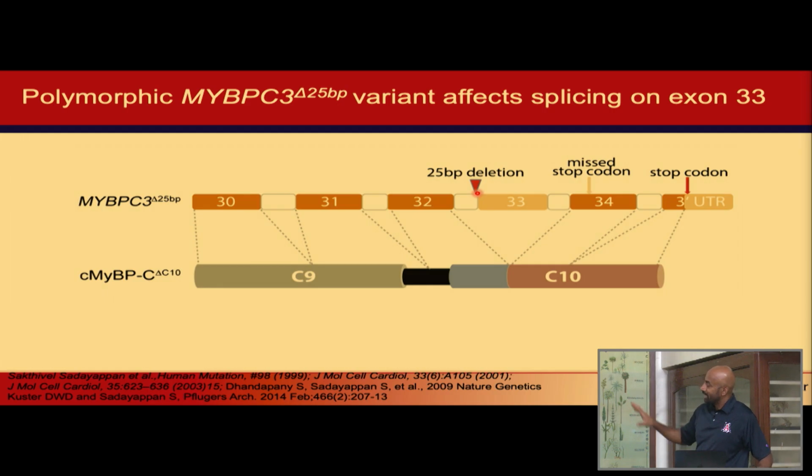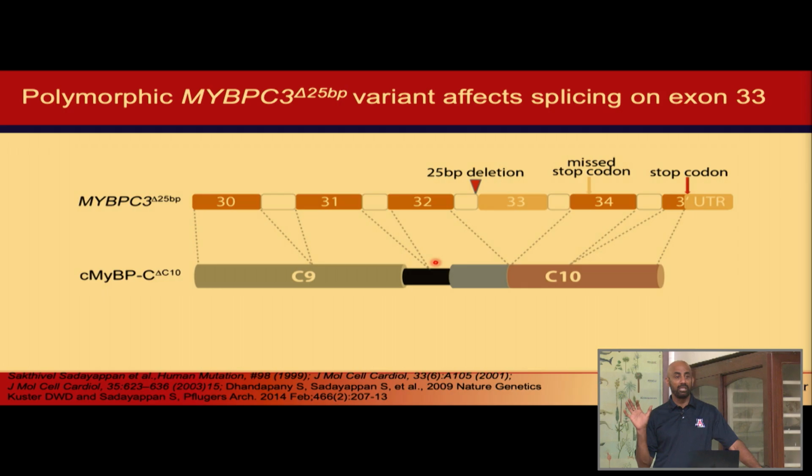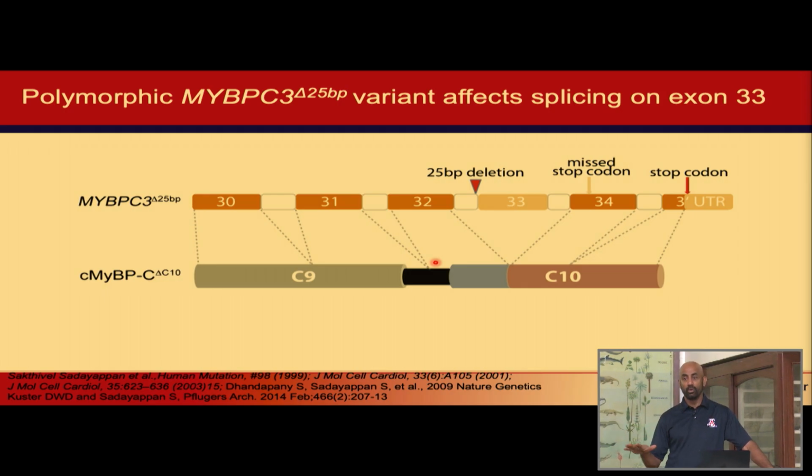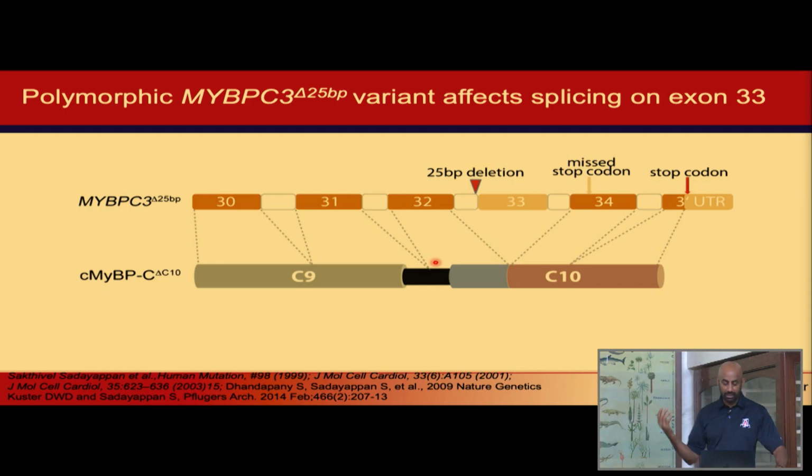This results in modifying the C10 domain of myosin binding protein C. This region is so important for the protein to be properly localized within the sarcomere. If you modify this region, the protein cannot be present in the sarcomere. It will move away, it will be removed by the ubiquitination system.